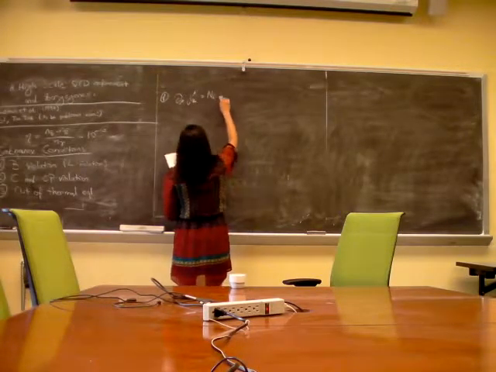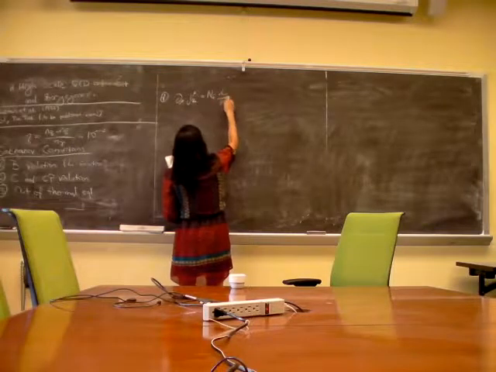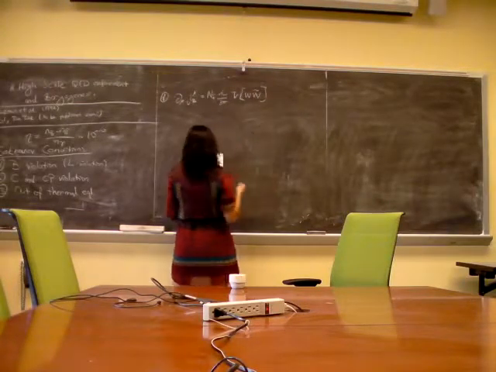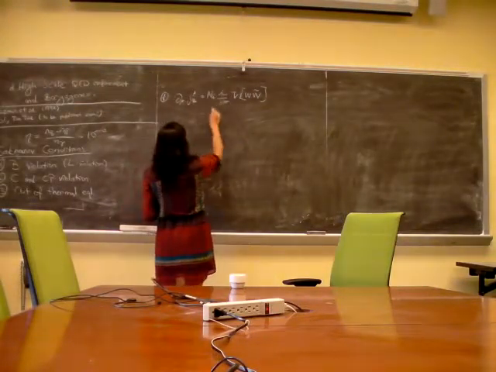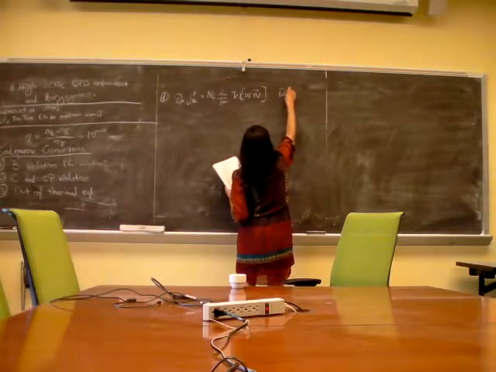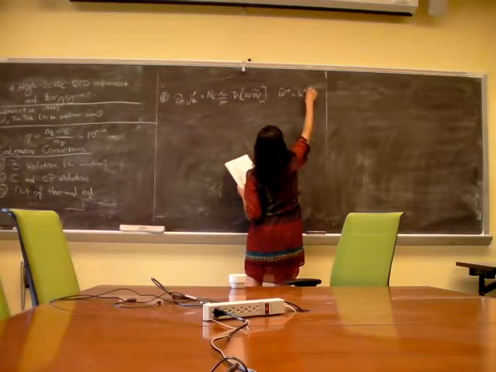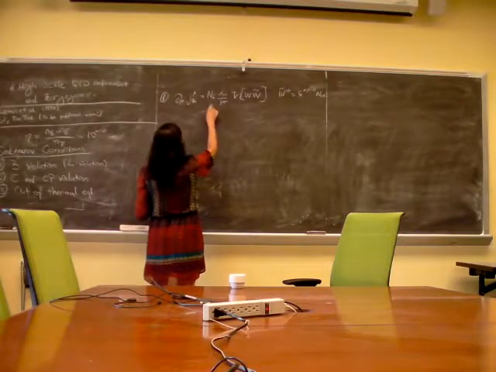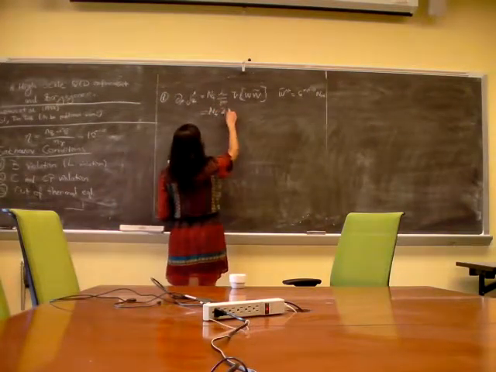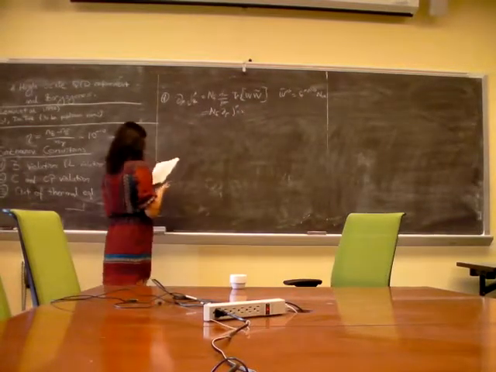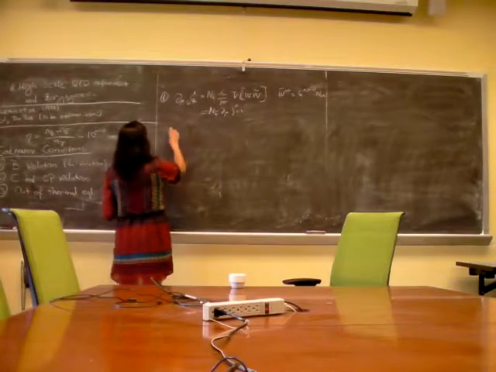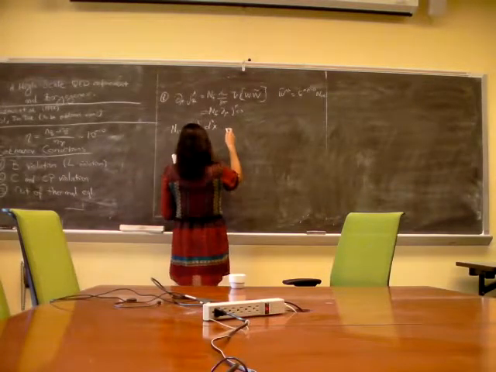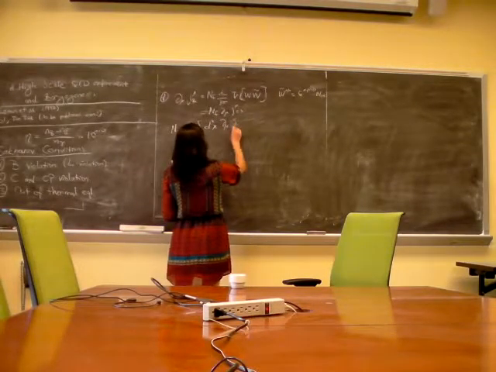So this anomalous current is given by the following, where W is the SU(2) field strength, and W tilde is its dual. This is also sometimes called, excuse me, a Chern-Simons current in math. And this current can give you a number, which is called the Chern-Simons number.